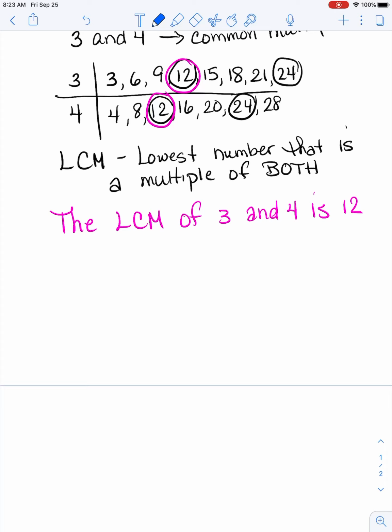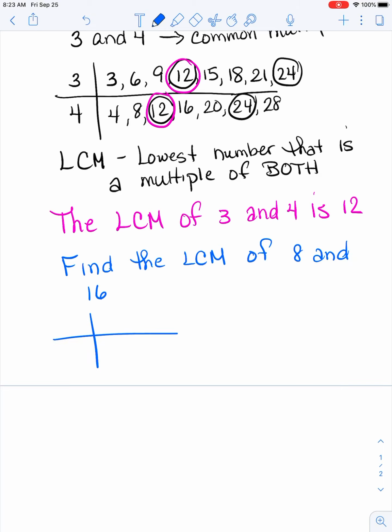Now let's take another example, just because I'd like to show you something that could happen when you're looking for least common multiples. So if I say to you, find the LCM of, let's say, 8 and 16. I'm going to list multiples of 8, multiples of 16.